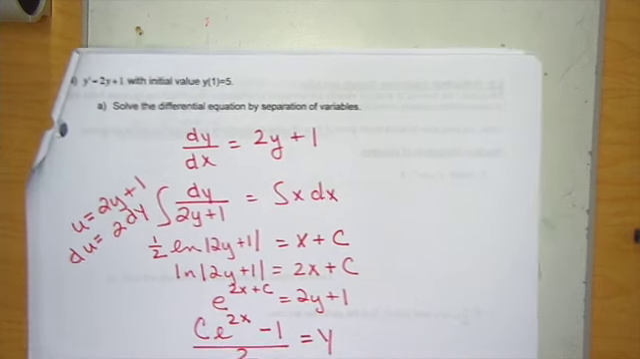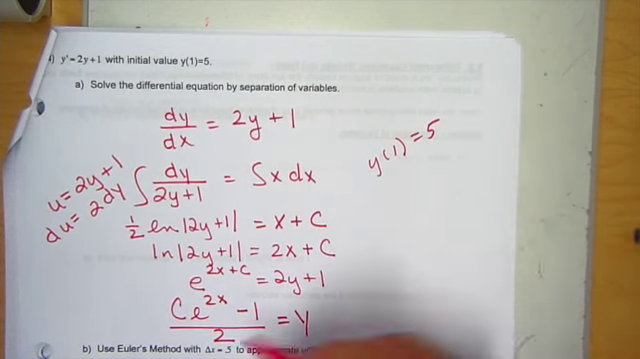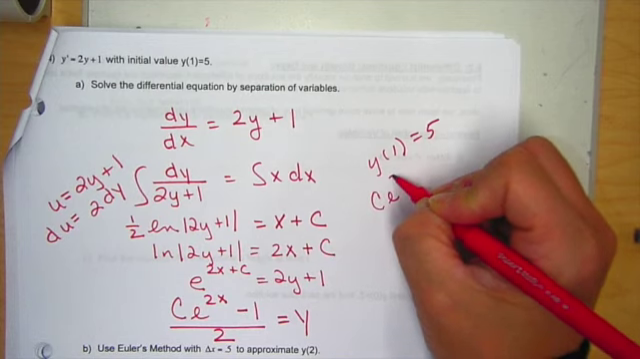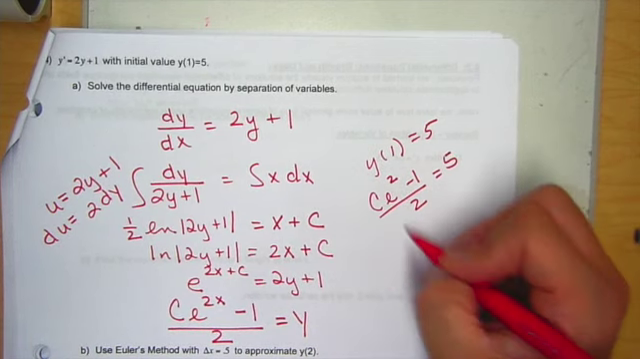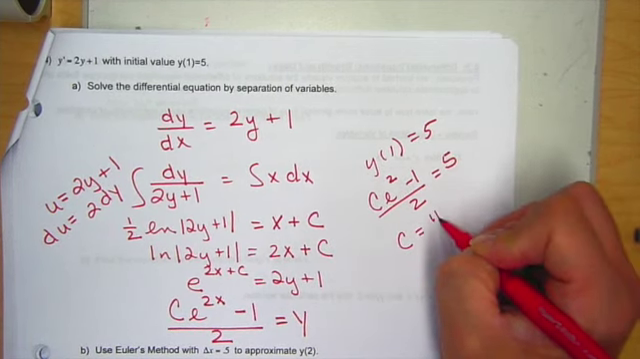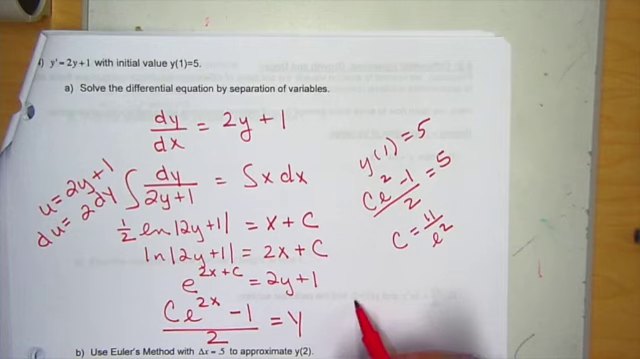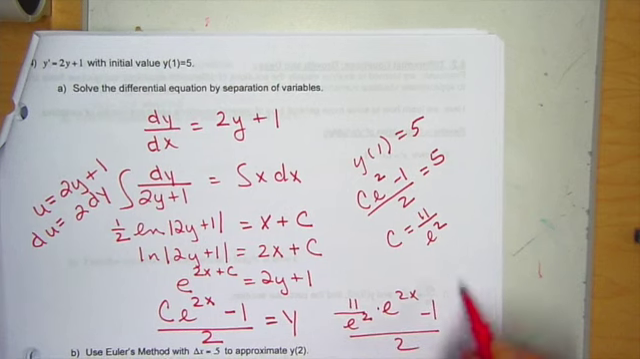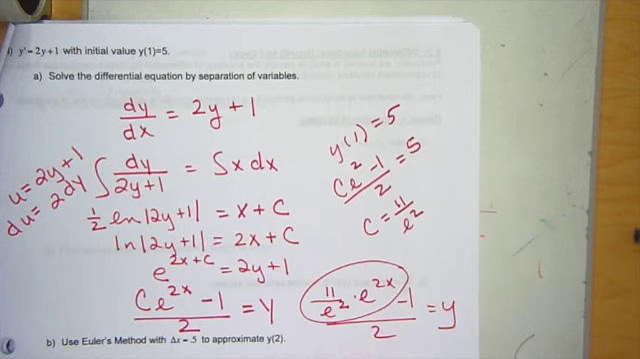This is my general solution. I give you the point y of 1 is equal to 5. So if I plug in 1 for x, I should get 5 for y. If you solve this, you should get c equal to 11 over e squared. So plug that back in, and you can write it as 11 over e squared, times e to the 2x, minus 1, all over 2, equals y. Or, using the properties of exponents, this can also be rewritten like this. When you divide, you subtract your exponents. So this is another form of the equation.